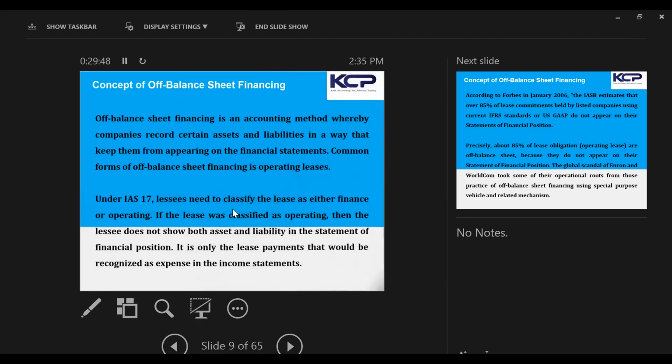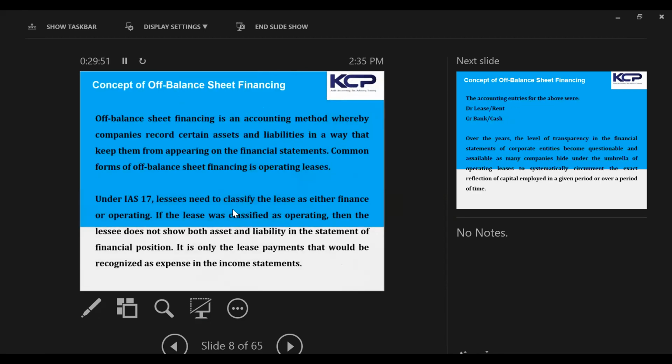So, but there is one area that I need to emphasize here. Under IAS 17, the lessee needs to classify the lease as either a finance lease or an operating lease. But as far as the lessor is concerned, what classification does it give to it? It can still be a finance lease or an operating lease.